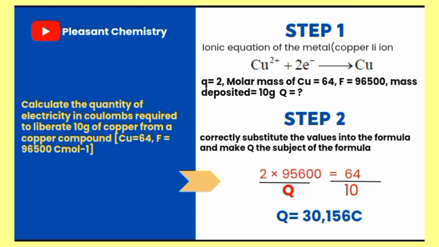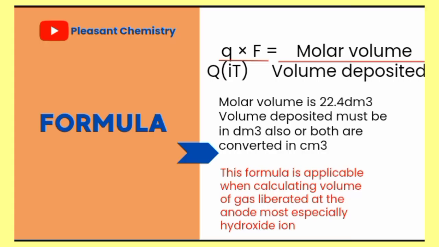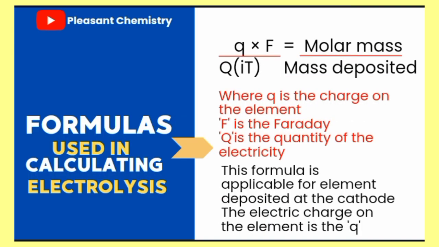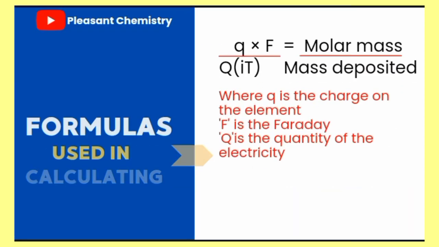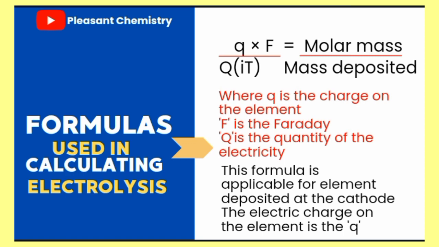So in this case, the charge on copper is 2. The molar mass of copper, which is the same thing as the atomic mass of copper, is 64. The Faraday is a constant, 96,500, and then the mass deposited is 10 grams according to the question. So if you remember the formula I gave, what we are left with now is our Q. This Q is what is missing now.